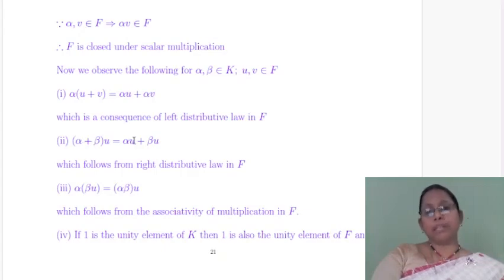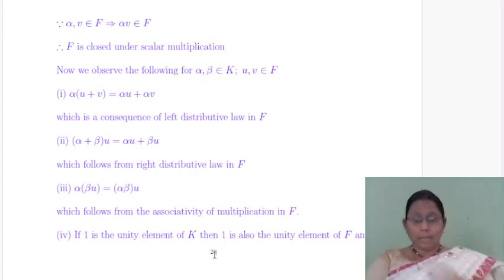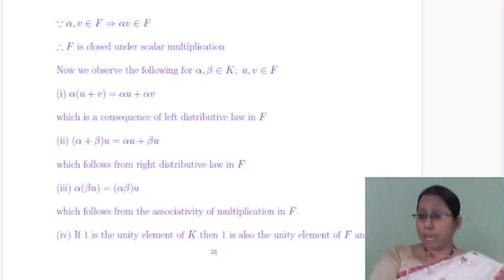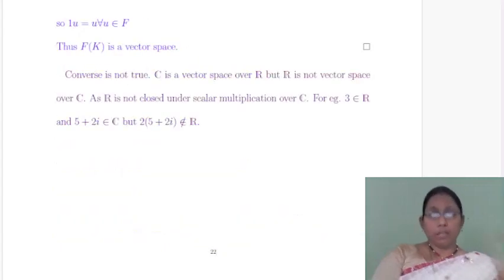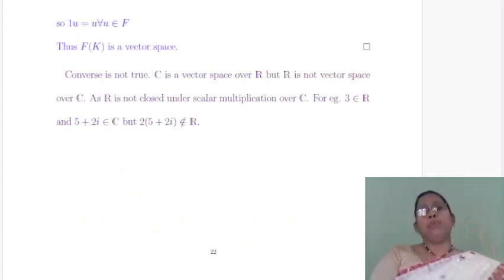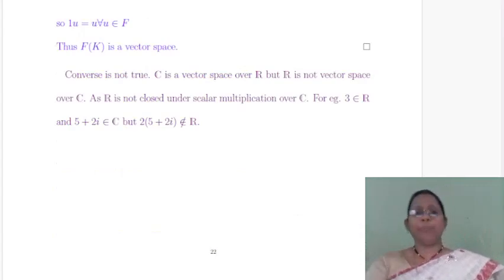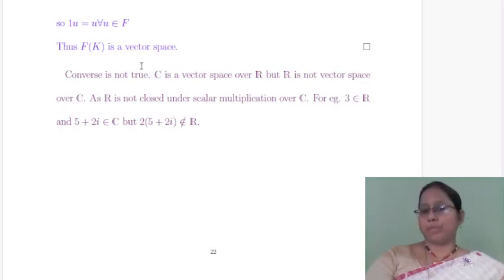Next, (alpha plus beta) u is equal to alpha u plus beta u, which follows from the right distributive law in F. Finally, (alpha beta) u is equal to alpha (beta u), which follows from the associativity of multiplication in F. If 1 is the unity element of K, then 1 is also the unity element of F. Then for any element u in F, I will get 1 u is equal to u. Thus, F over K is a vector space.